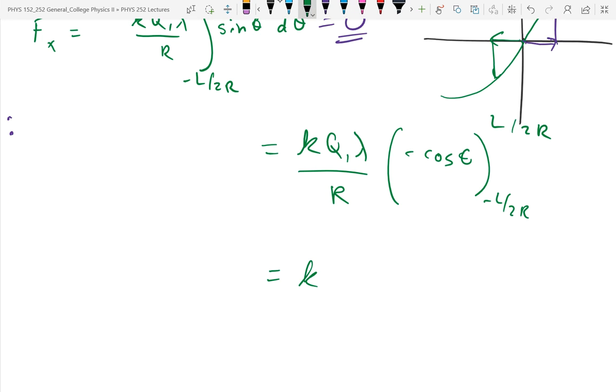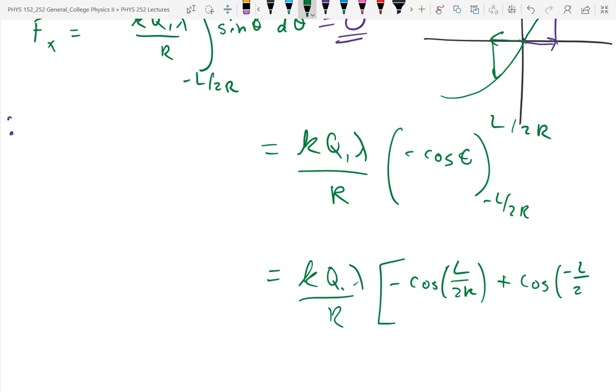So that's equal to K Q1 lambda over R times minus cosine of L over 2R minus a minus, so plus cosine of minus L over 2R. But because cosine is a symmetric function, the even function is actually the term we use, cosine of L over 2R is equal to cosine of minus L over 2R. And so these add up to 0. So yes, it comes out to 0.